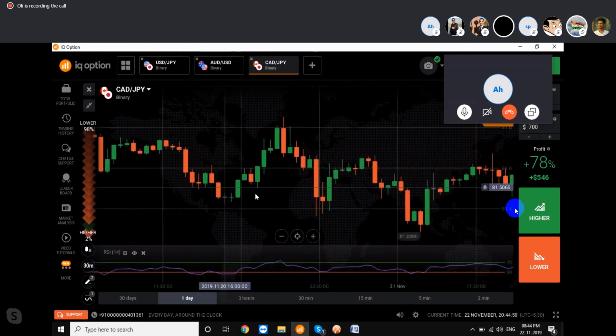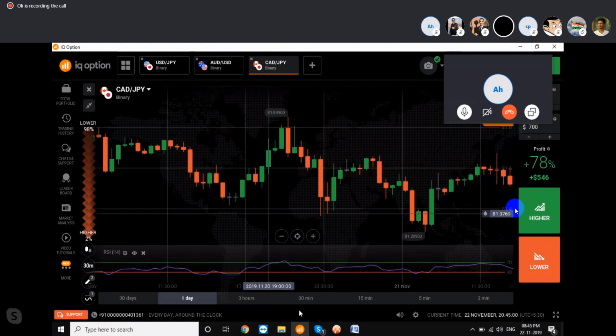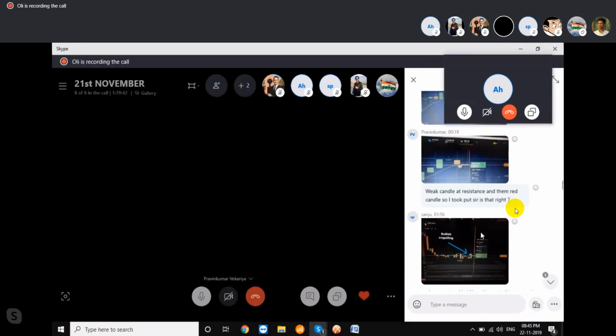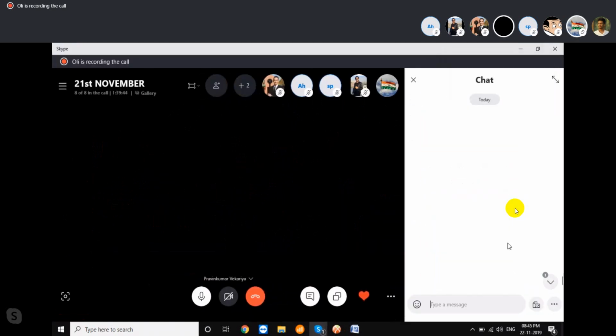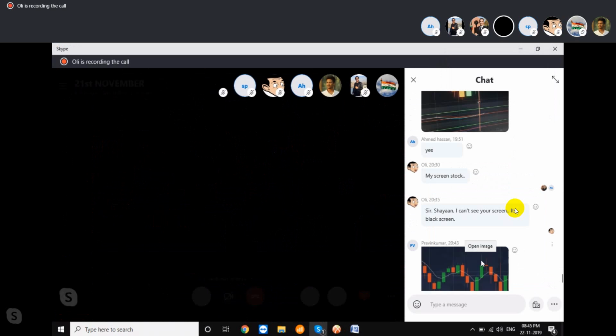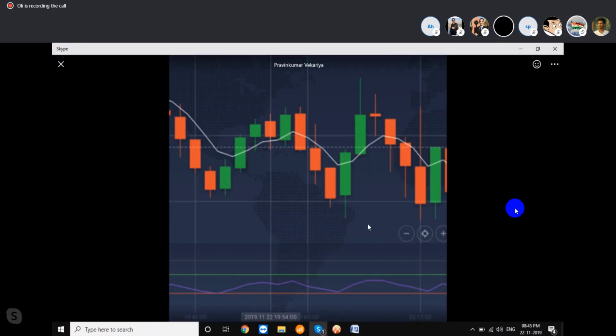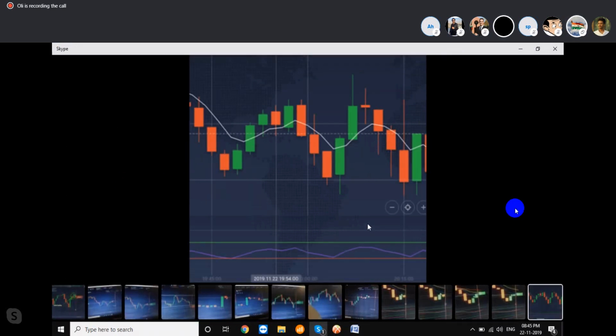Recently I sent one screenshot in chat. Can you please open that? Okay, so this one. At the beginning, we can see three red candles. Okay, fine. And this one is a green candle. Then the green candles, then you can place your trade on this. But also check that much rejection. If it is less rejection, it is good to go. But yes, much more rejection is not good.